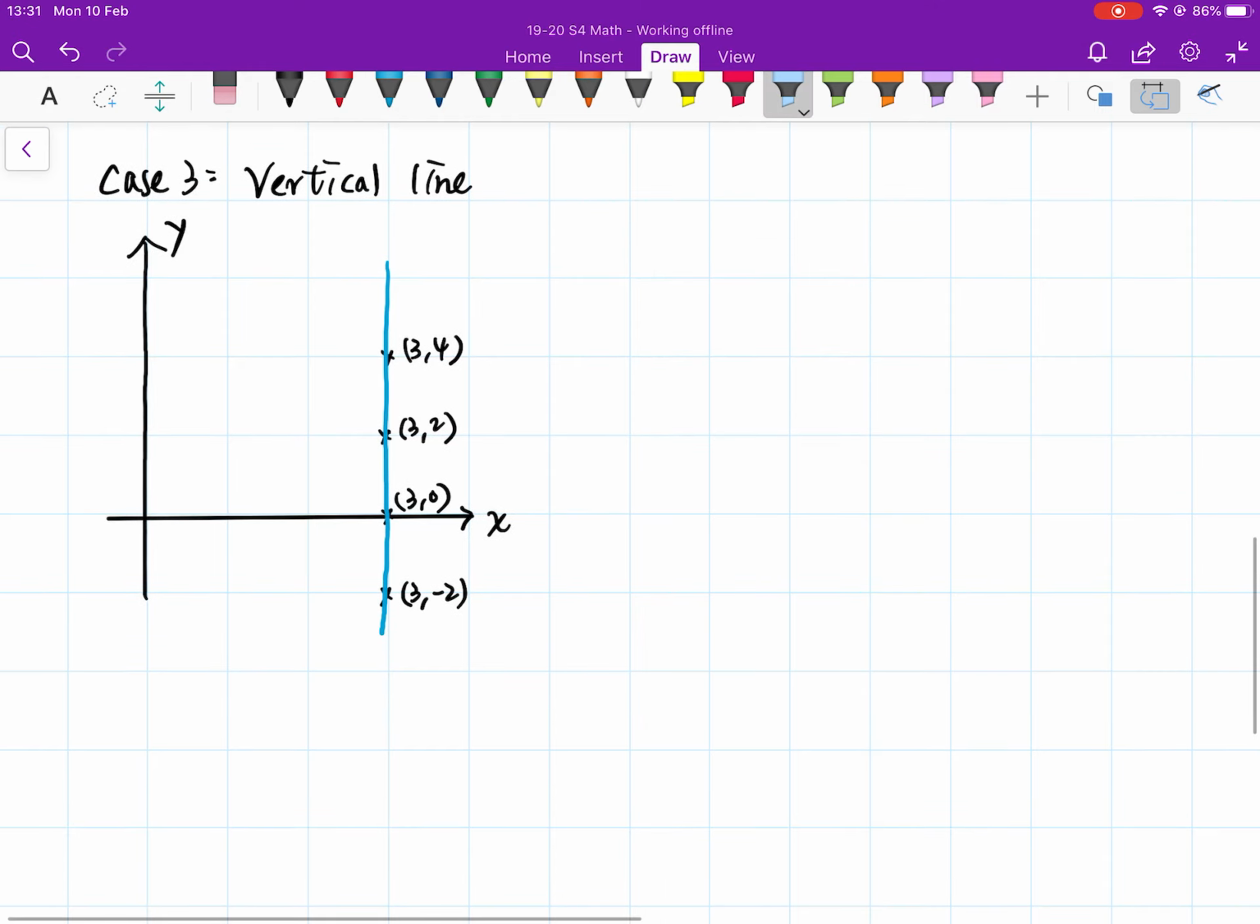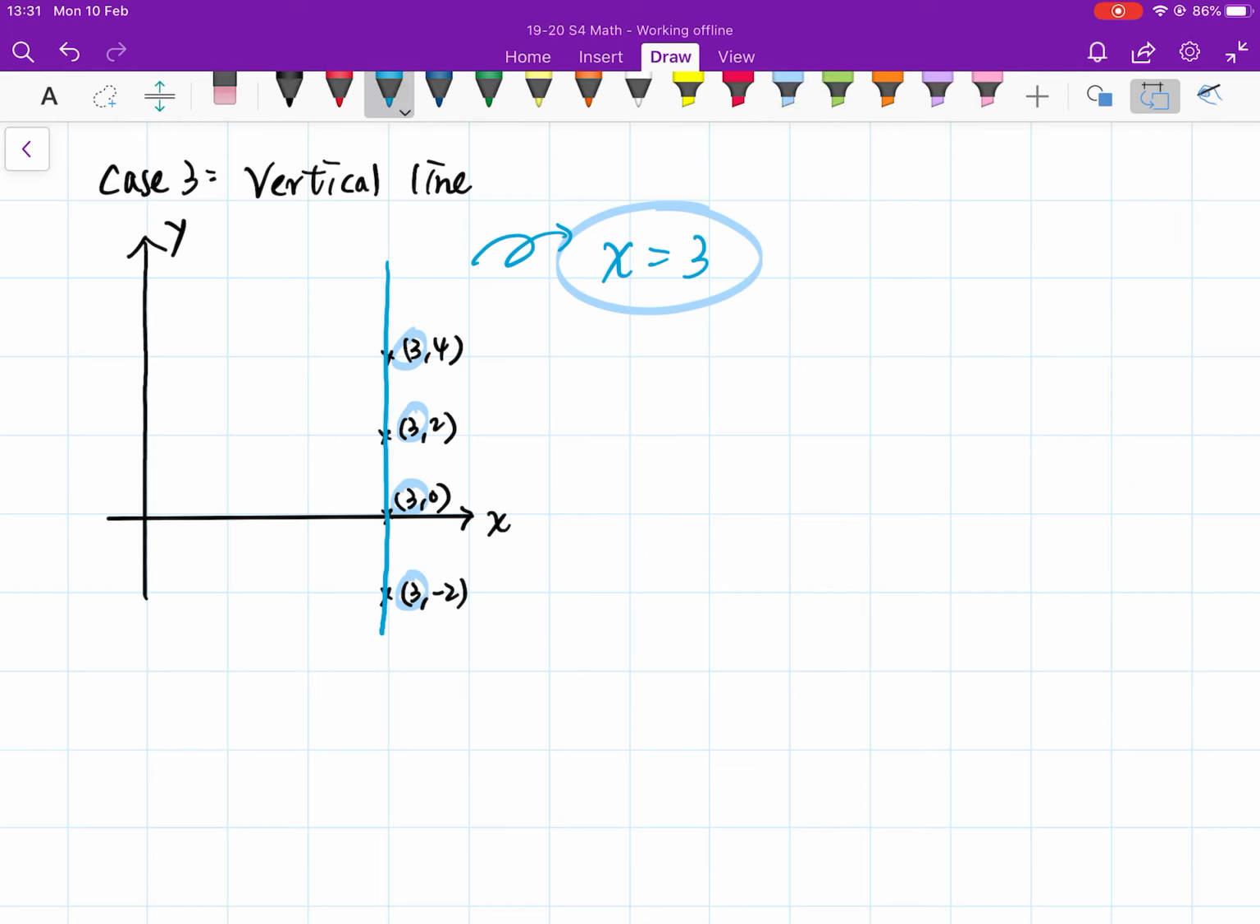Similar to the previous case, we know that all the x coordinates of these points are the same. They share the same x coordinate. Therefore, we can conclude that this vertical line is named x is equals to 3. It is a special case that for a vertical line, the slope m is undefined. That means there is no slope, and also there is no y-intercept as well.